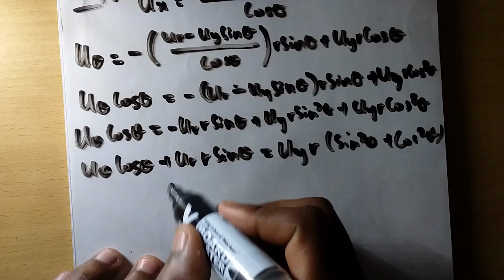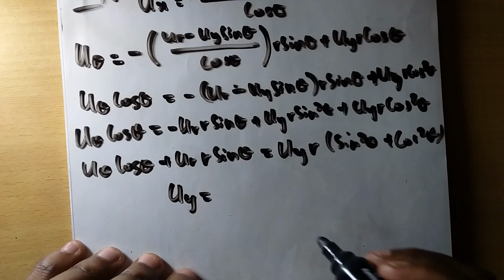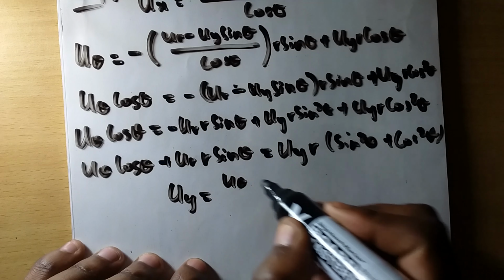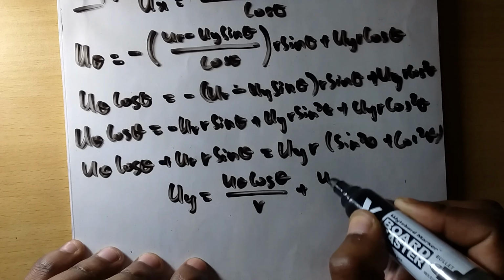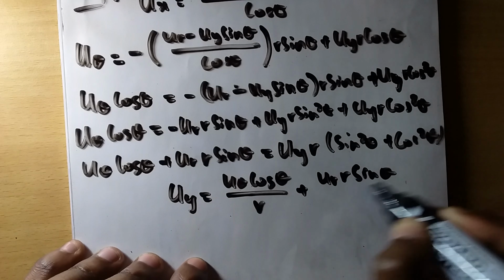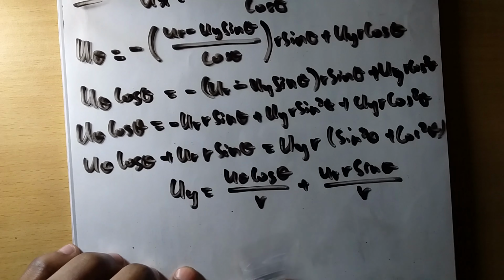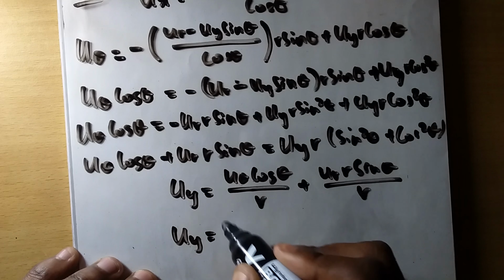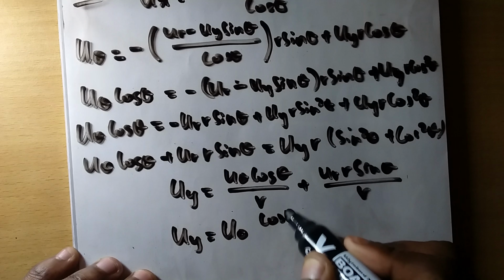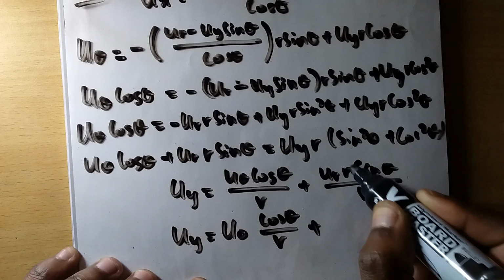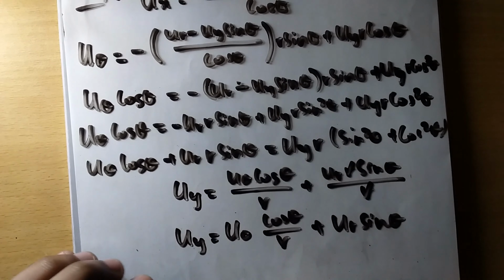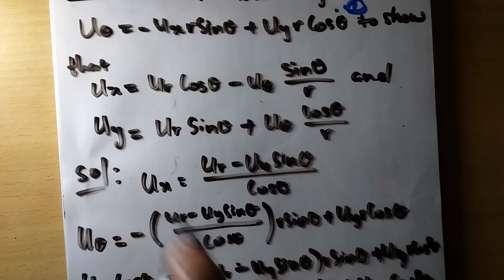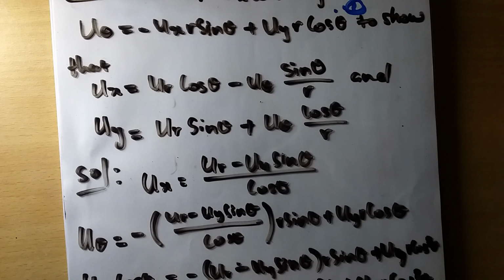So we can clearly see that U_y is equal to U_θ cos θ divided by r, plus U_r r sin θ divided by r. Then our U_y is equal to U_θ cos θ divided by r plus U_r sin θ. So this is the proof of this one.